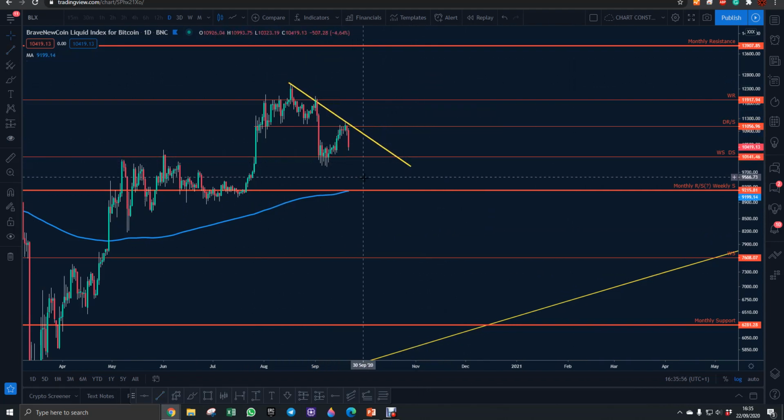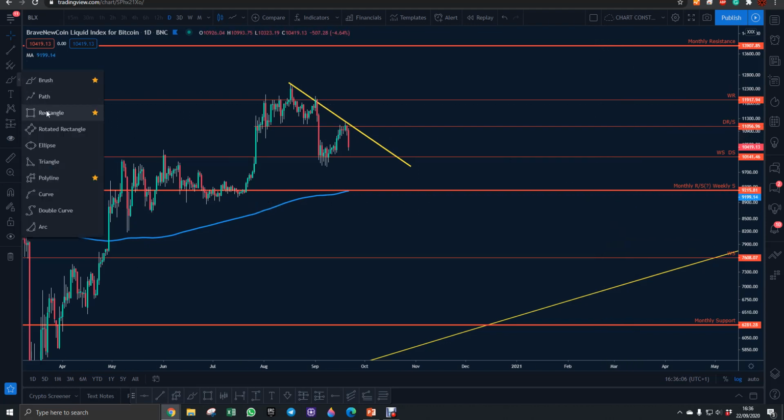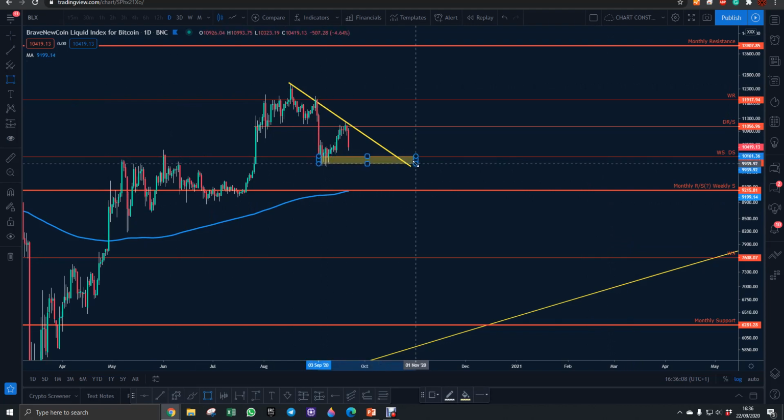Price generally gravitates back to key levels of resistance and weekly resistance and support. This isn't investment advice, by the way. It's just literally analysing the chart for what it is. So what we can say is we've got some support here, but there's a much better support level down here.